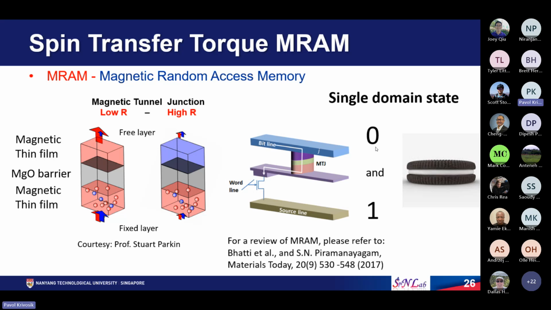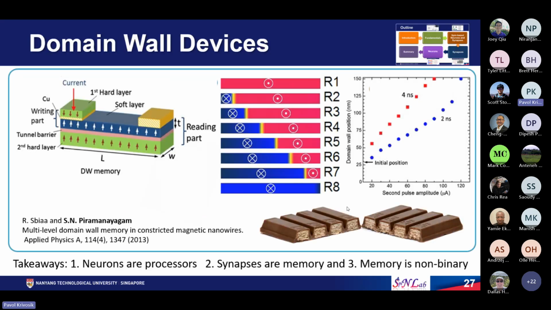But I just mentioned to you that storing 0 and 1 is not enough for neuromorphic computing. We need a resistive device that can store multiple values of resistance. For that, we need to move away from the Oreo cookie type of magnetic tunnel junction to something that looks like a KitKat wafer. Okay, so in this picture, I have a KitKat-looking magnetic tunnel junction.